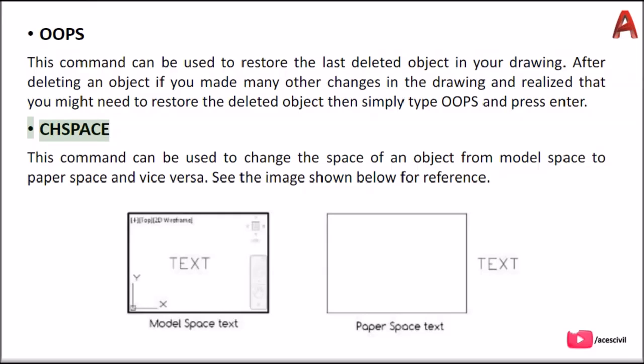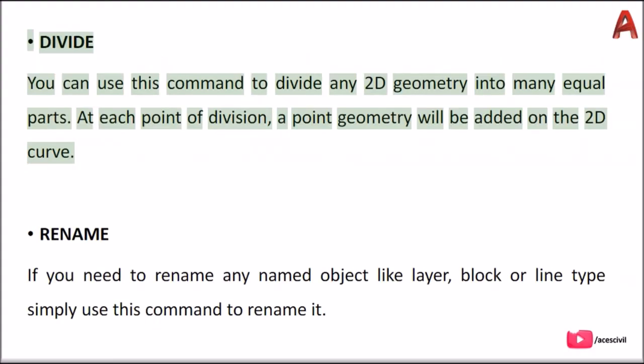SPACE. This command can be used to change the space of an object from model space to paper space and vice versa. See the image shown below for reference. DIVIDE. You can use this command to divide any 2D geometry into many equal parts. At each point of division, a point geometry will be added on the 2D curve.